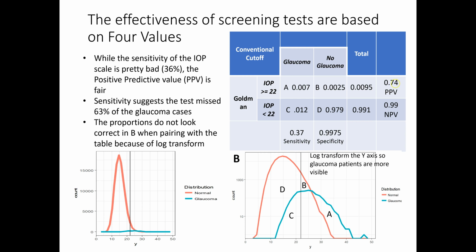Now that's not great, but it's definitely better than if you were just thinking in terms of sensitivity. So the probability that you're correct if somebody exceeds 22 is about 74%. Down here, given that they don't have glaucoma, they're less than 22, you have a 99% negative predictive value because it's 97.9 divided by 991, that's 99.